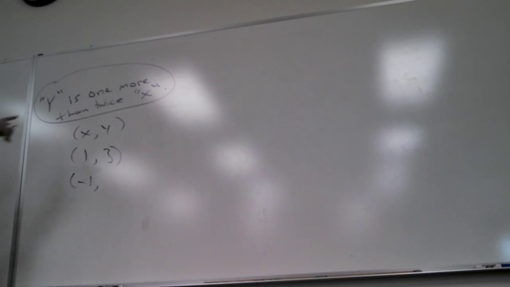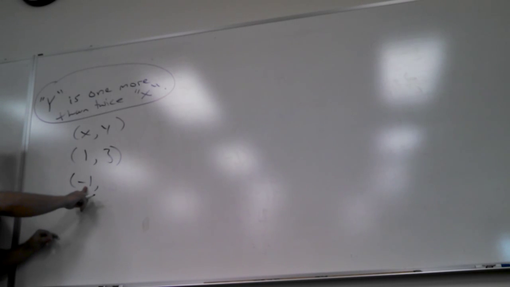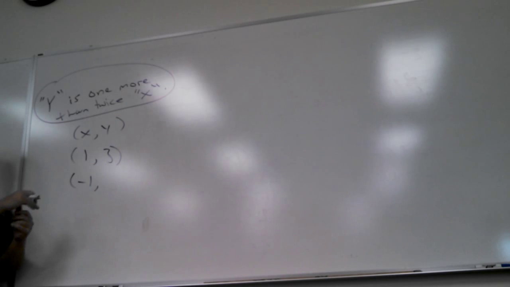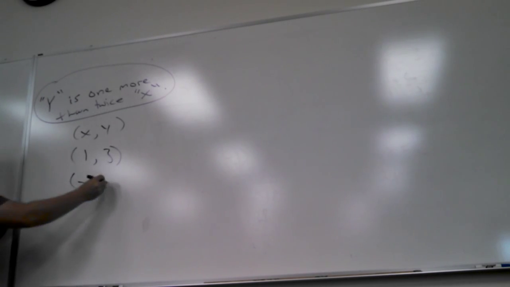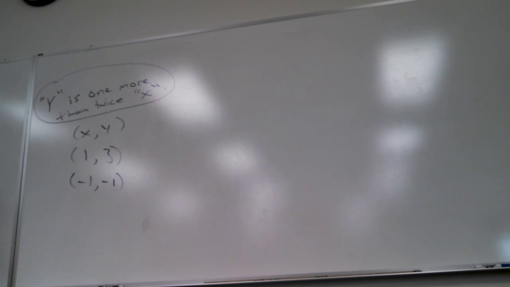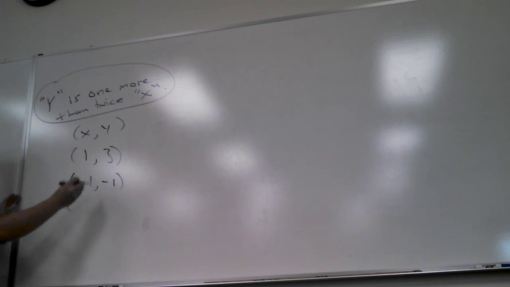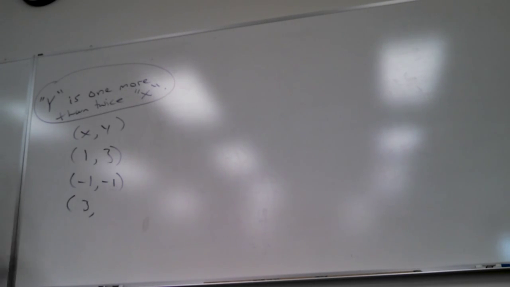1. So what's twice this? 1 more than twice this. What's twice -1? 2 times negative 1 is negative 2. Increase that by 1. Negative 1. All right. Okay. And let's do one more. If it's 3, what would that y piece be? 7. Right? 1 more than twice whatever I put there.